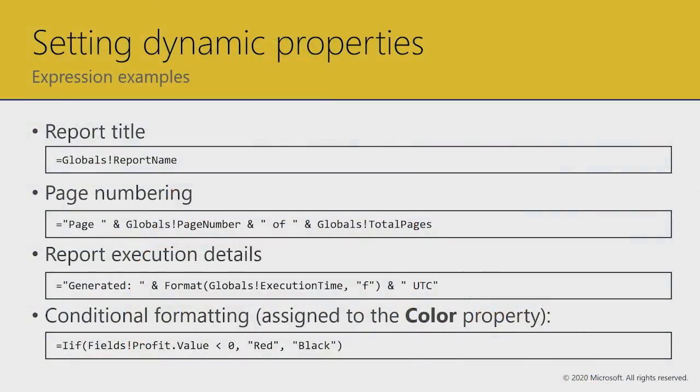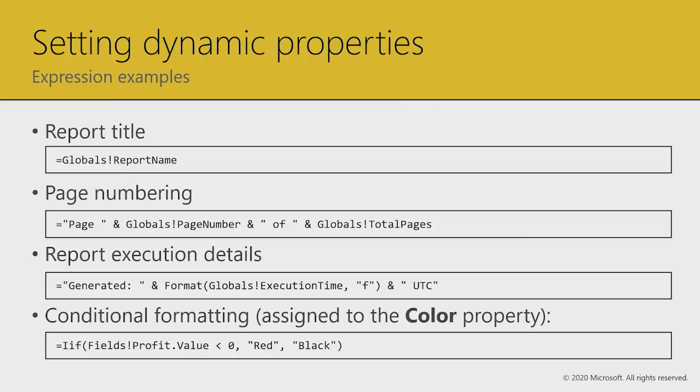So we've already mentioned conveying the report name at the top of the report. This is how we do it. The expression for the text box is equals globals collection, give me the report name. Next, page numbering, the concatenation of literal text to global variables. And there we see the report execution details. And we have a format function. The F, I think, means long format. So take the execution time, convert it to a string in long format. And by the way, there are lots of different format codes you can use to get the exact format that you require, and then you see the UTC appended.